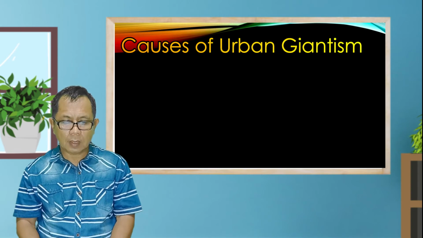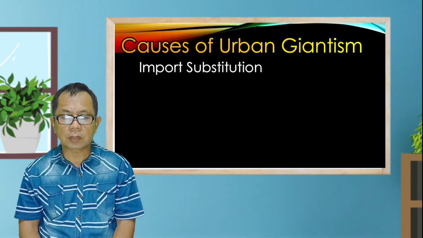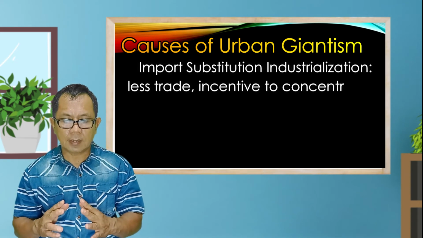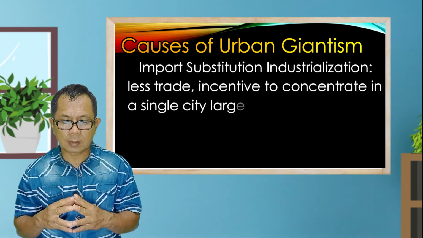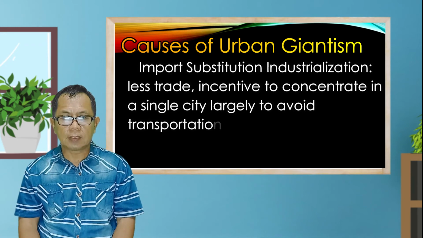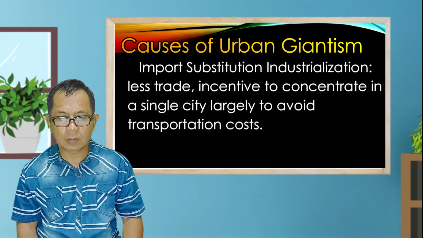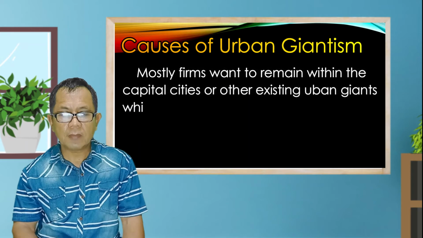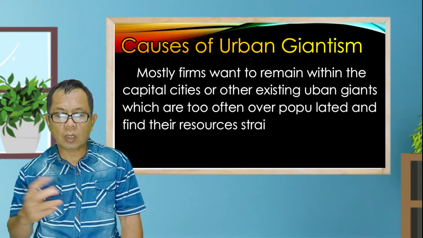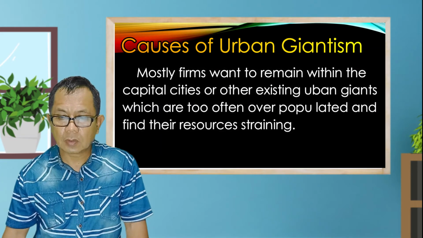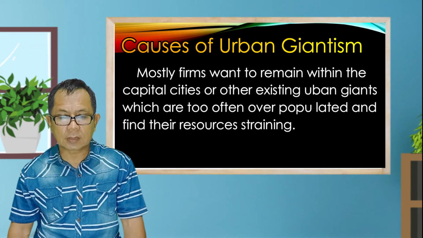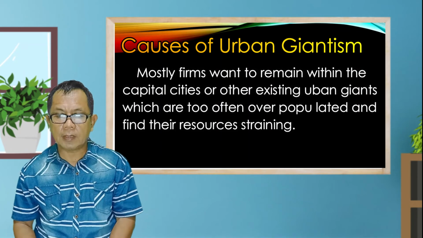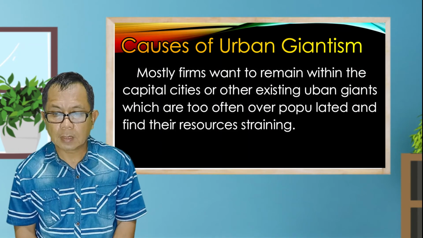So what are those causes of urban giantism? Basically, import substitution industrialization. So less trade, incentive to concentrate in a single city largely to avoid transportation cost. So in other words, mostly firms want to remain within the capital cities or other existing urban giants, which are all too often overpopulated and find their resources straining.